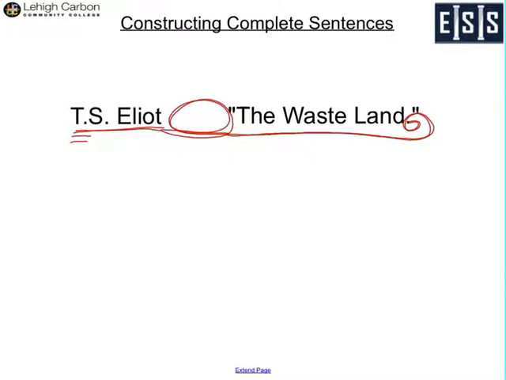So you can see that those two bits are essential, but what about The Wasteland? Well, if we get rid of that, we end up with "T.S. Eliot wrote." Well, that's true. T.S. Eliot was a writer, he wrote. That's a complete sentence and a logical thought. And if we add back in our period at the end, we end up with a full sentence. So The Wasteland, even though it helps clarify the sentence, isn't actually an essential part.